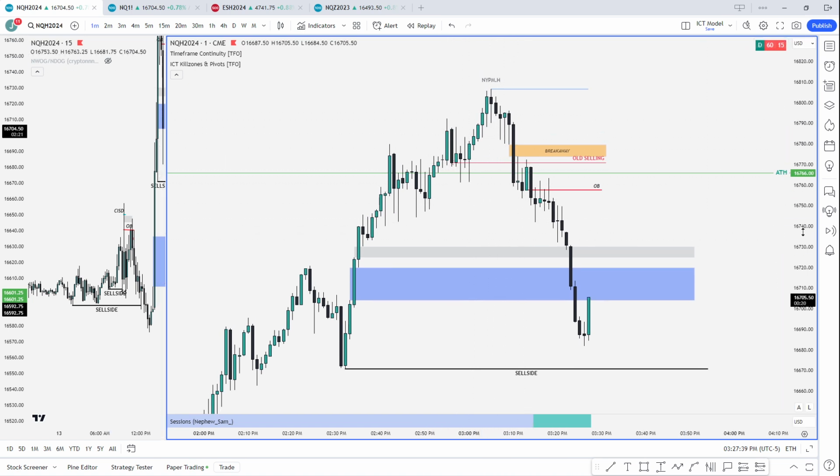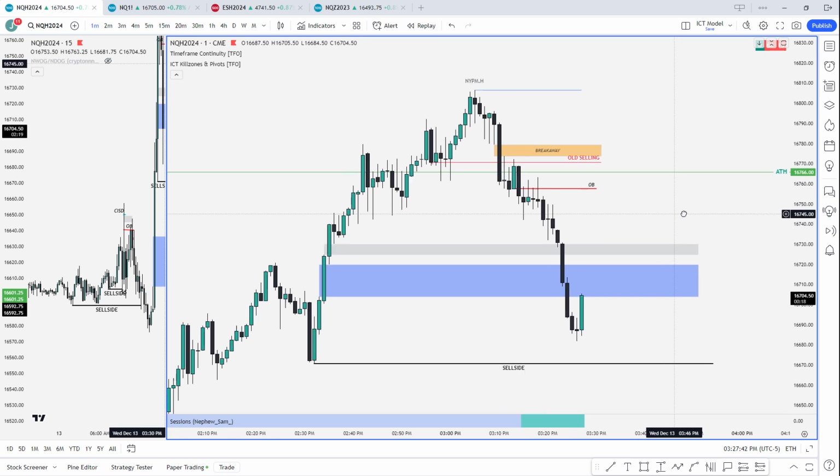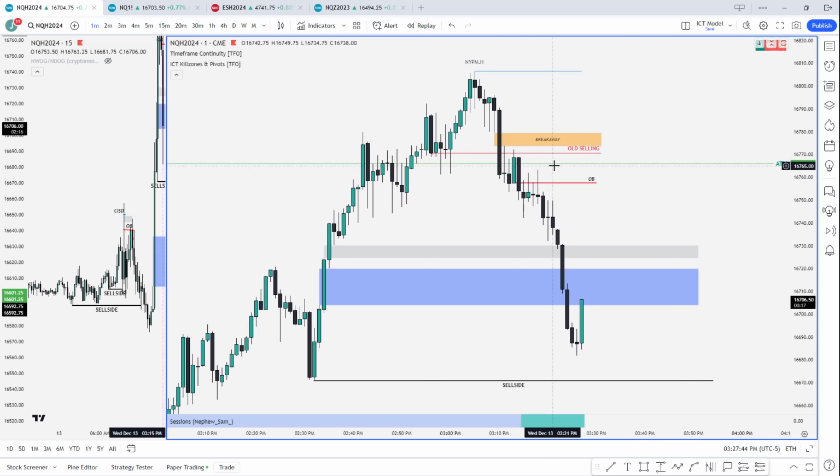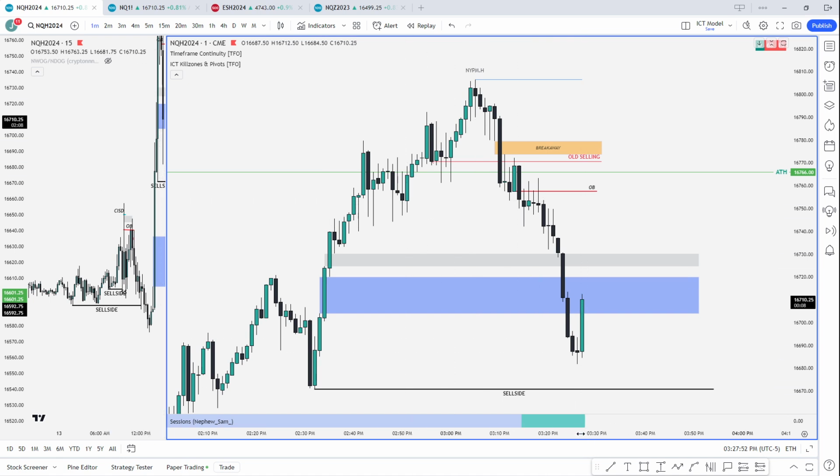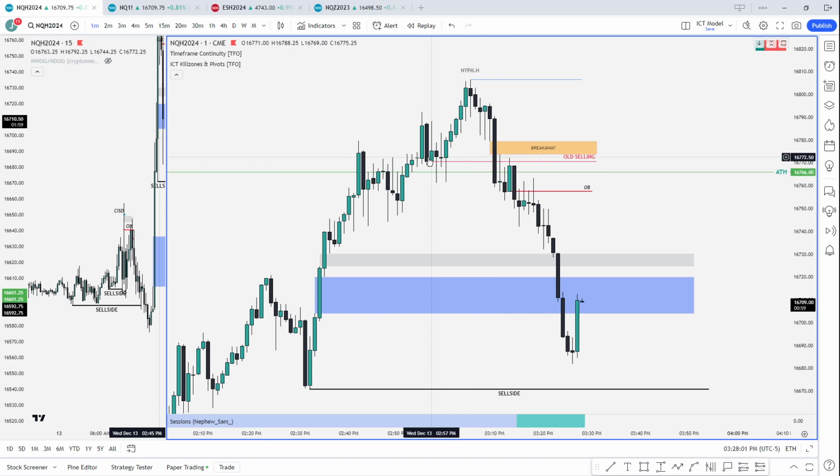If you've seen previous videos, you know exactly what I'm talking about. But order blocks on the left side, if we're in a very clean market, will be respected on the right side, right? Inversion order blocks. Same thing with gaps on the left side. So once you close below an old selling point like this, you're going to see it respected.